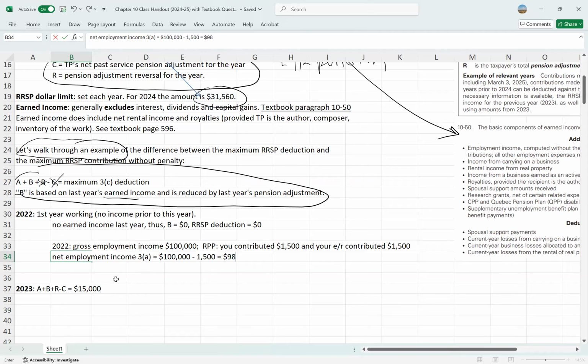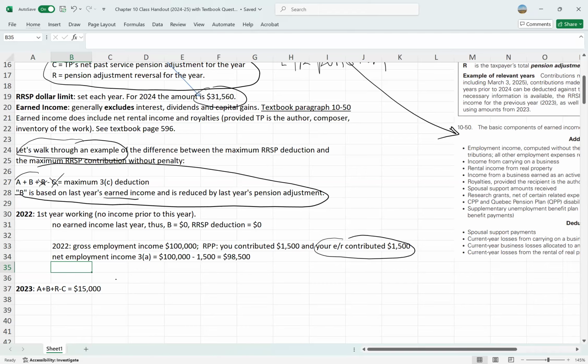And so you don't have to include that 1,500 in your net employment income because you put it into a company-sponsored pension plan. And then once again, when you take the money out of the company pension plan when you retire, that's when you get taxed on it. So it's the same concept of tax deferral. So in 3A, you would only have to be taxed on 98,500, and the amount that your employer contributes is not a taxable benefit. So those are the concepts that we talked about in chapter 3.